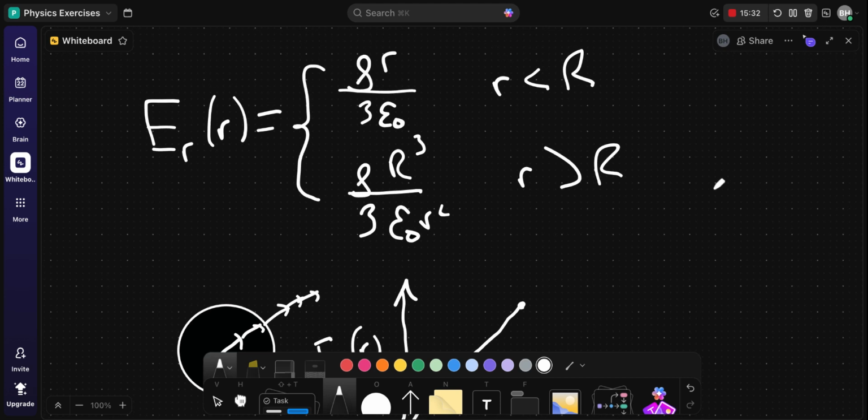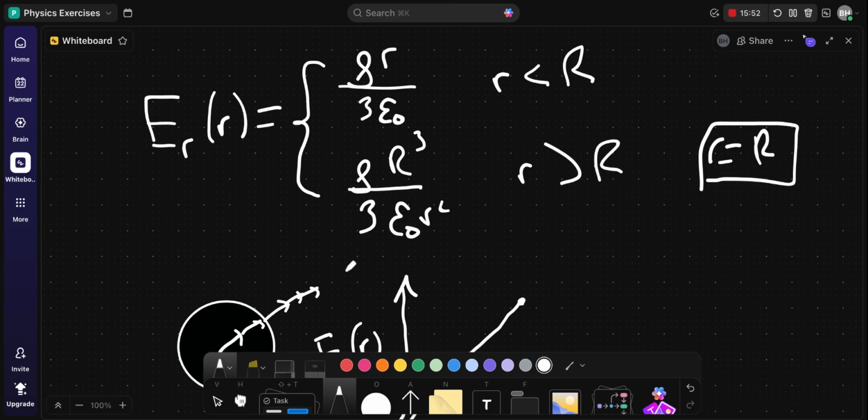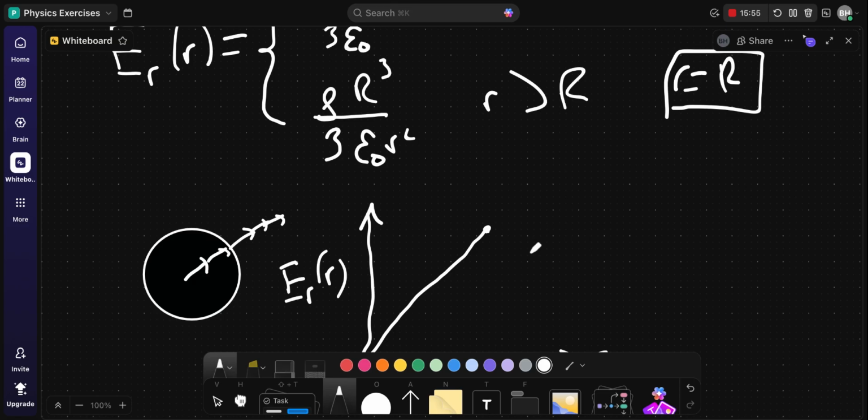And what happens at r equals R? That's important, actually. If we have r equals capital R, this is rho R divided by 3 epsilon 0. If I substitute capital R for small r, I get the same thing for the outside component also. That actually means that the electric field is continuous.